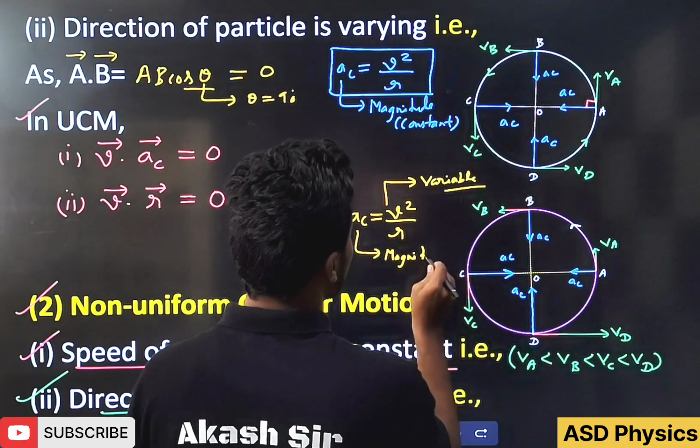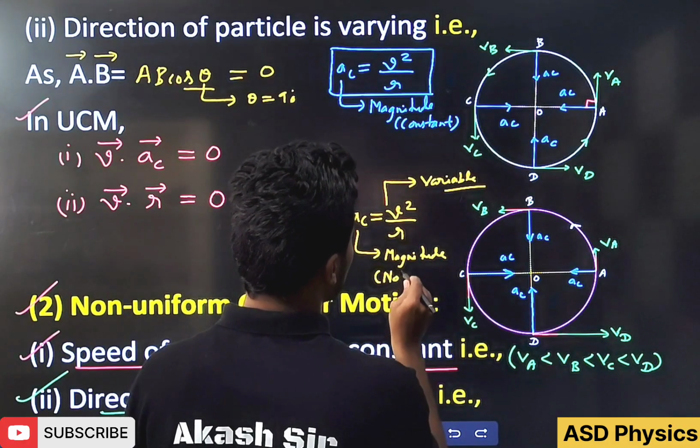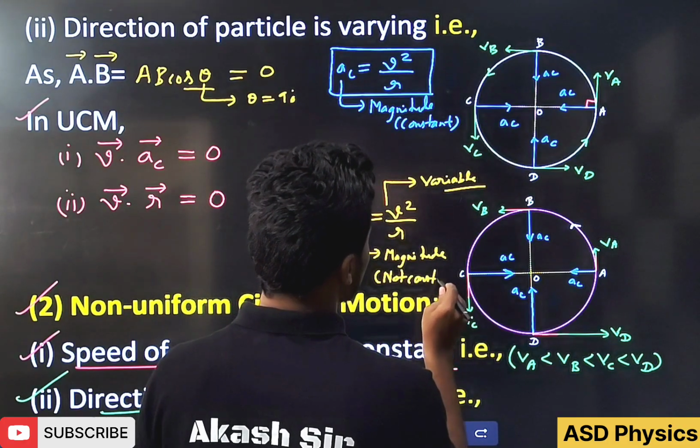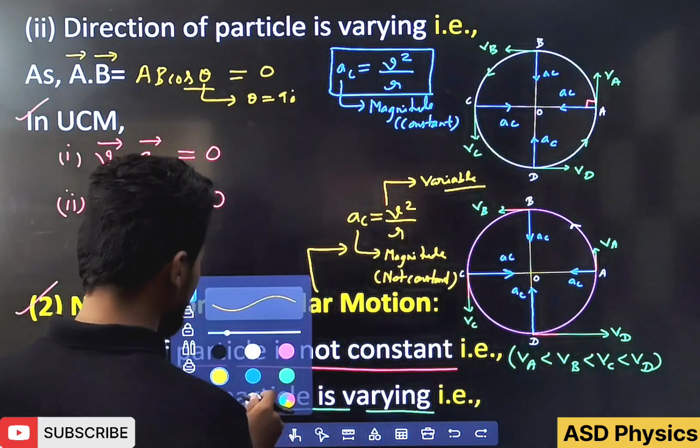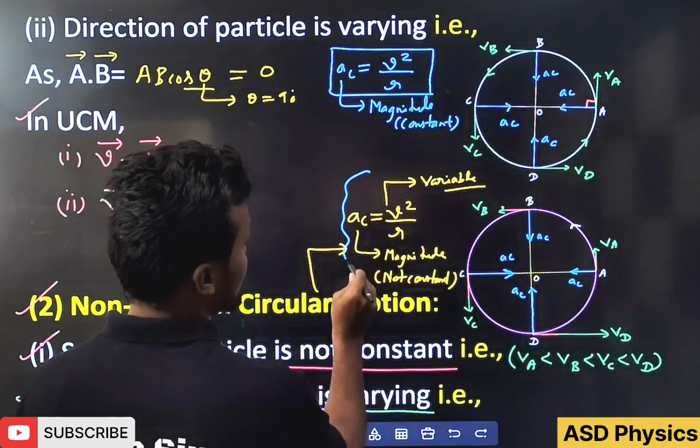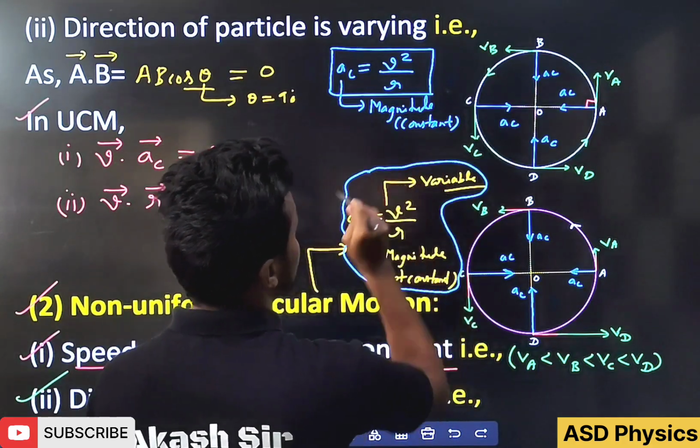Magnitude wise, it is not constant, but direction wise it is definitely towards the center. So we have to remember this basic, very important point.